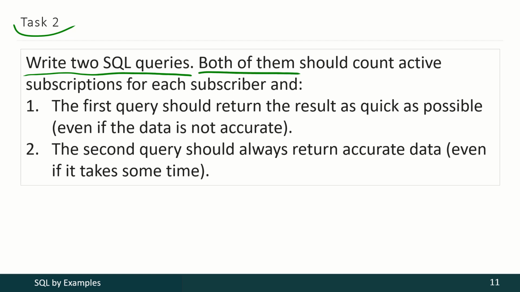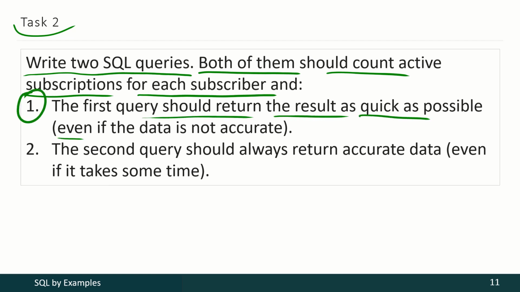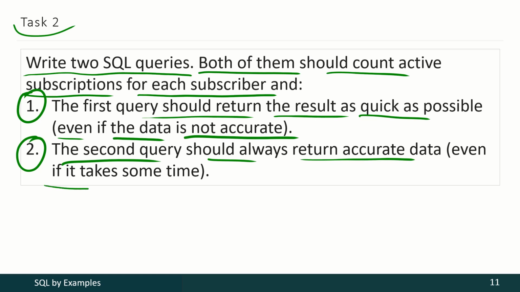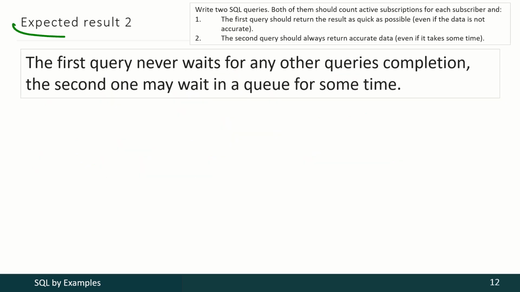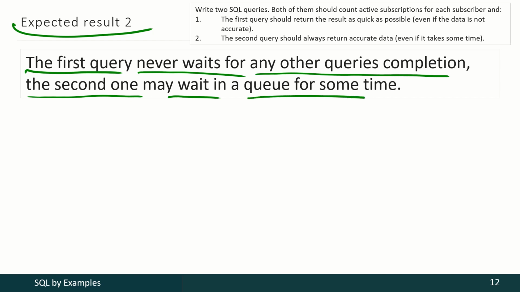Both of those queries should count active subscriptions for each subscriber, but the first query should return the result as quick as possible, even if the data is not accurate, while the second query should always return accurate data, even if it takes some time. The expected result here is that the first query never waits for any other query's completion, while the second one may wait in a queue for some time.